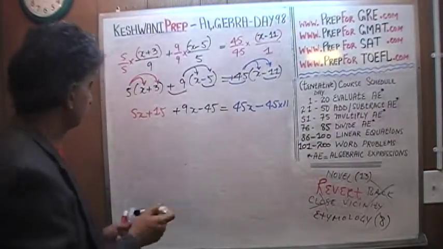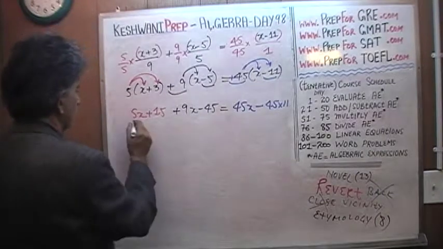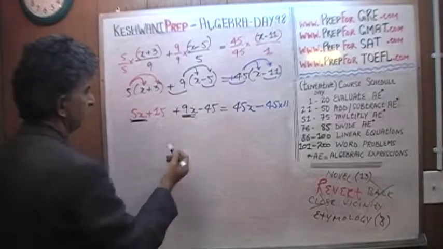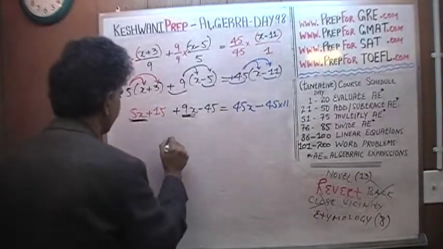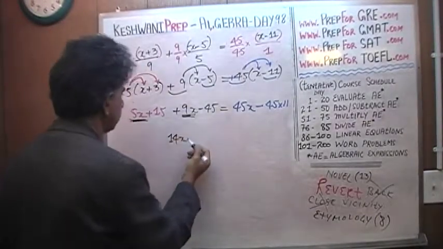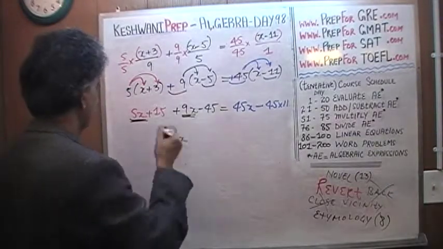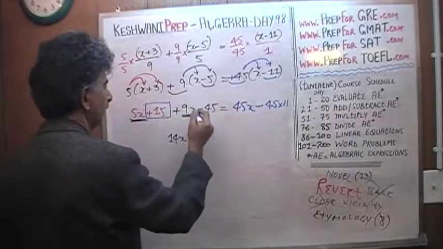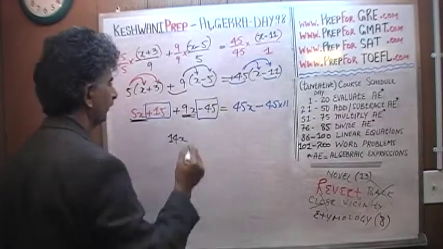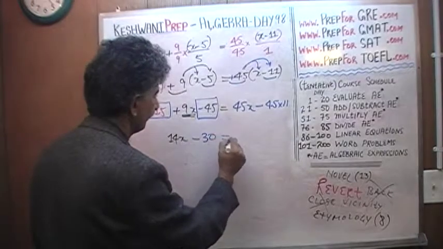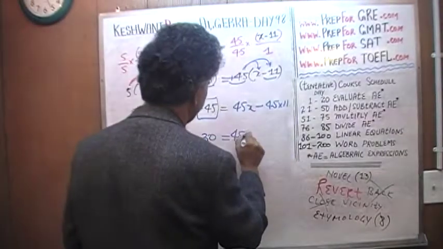First things first, we have a 5x and a 9x. 5x plus 9x make 14x, and then we have a positive 15 and a negative 45. A positive 15 and negative 45 give us negative 30, and here we have 45x.